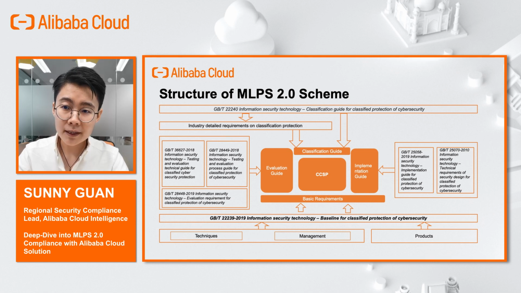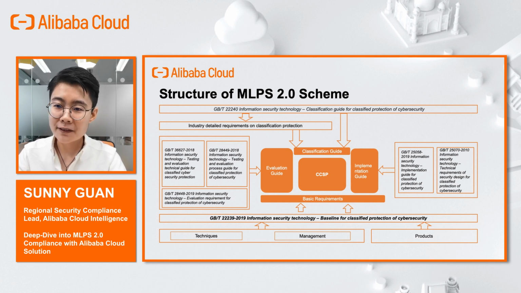As such, the standard for MLPS also consists of three parts, namely classification, implementation, and evaluation, which are supported by a bunch of national standards, which start with GB here. Among these standards, there is one called Baseline for Classified Protection of Cybersecurity, shown in bold text at the bottom of the slide, which plays a fundamental role for the entire system.